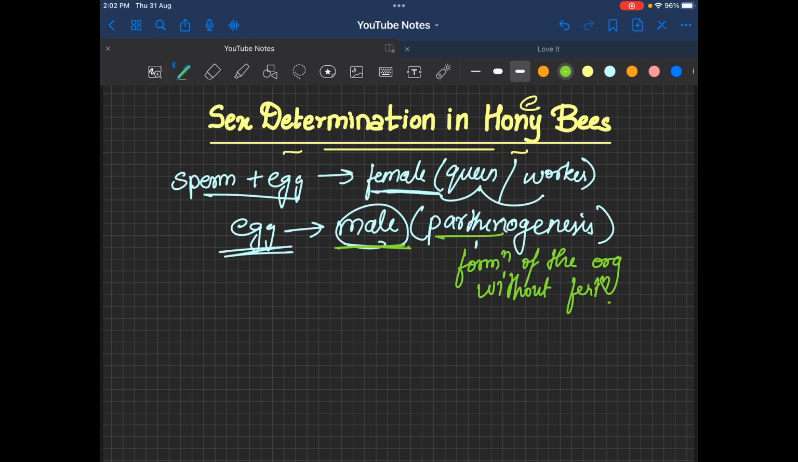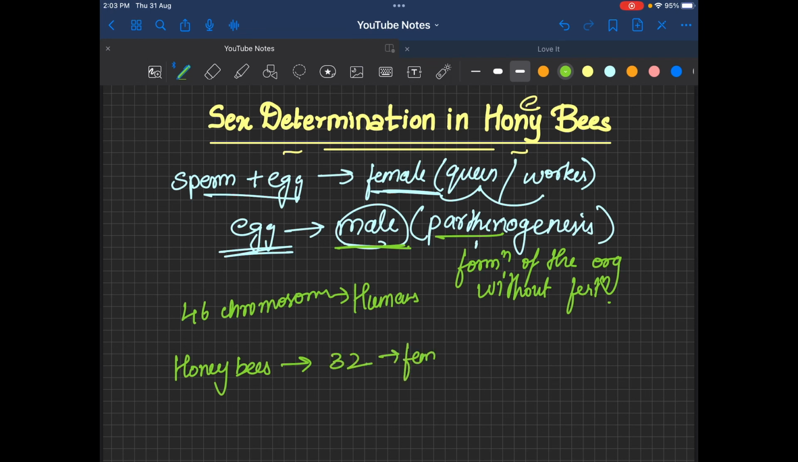In humans we have 46 chromosomes, right? But here the females are diploid, having 32 chromosomes, and males are haploid, having 16. This is important, we shouldn't forget. Honeybees: 32 female, 16 male, right? This system is called haplodiploid sex determination, because this is haploid and this is diploid, so together, haplodiploid sex determination.